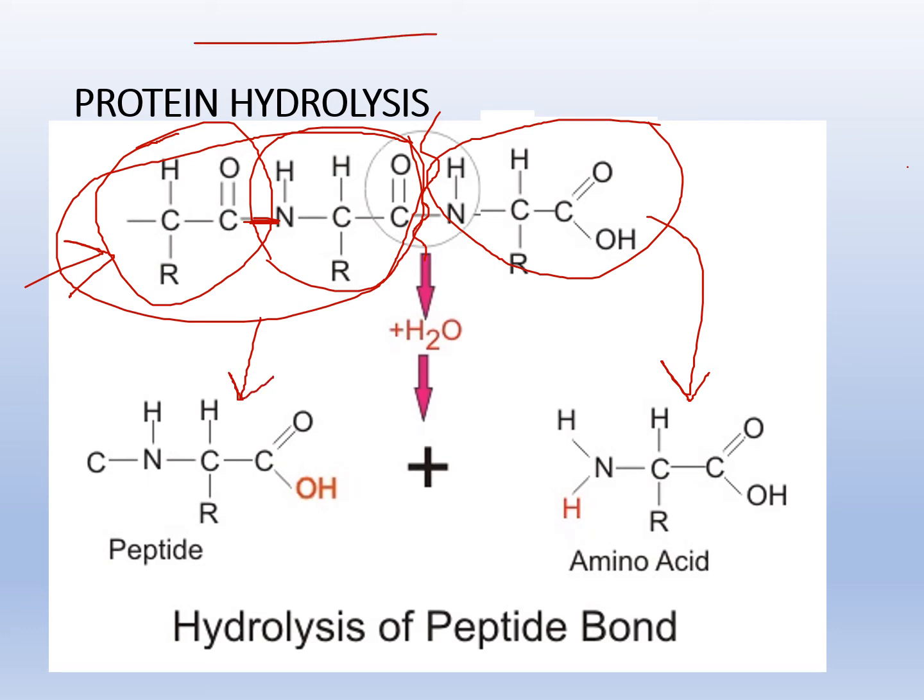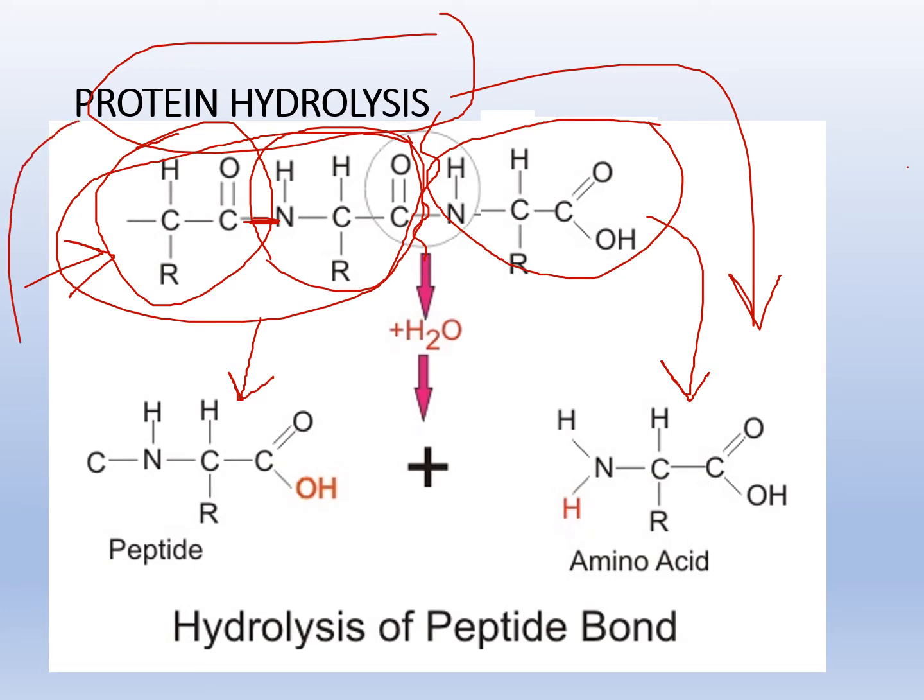So in protein hydrolysis, as I've mentioned, the result could be amino acids, and there can also be peptides. It depends on how extensive the method used for the protein hydrolysis is.